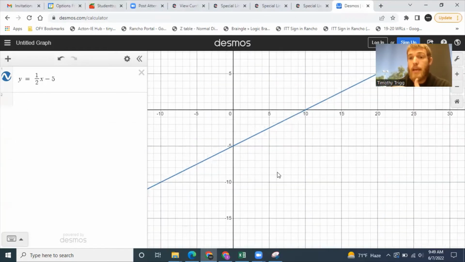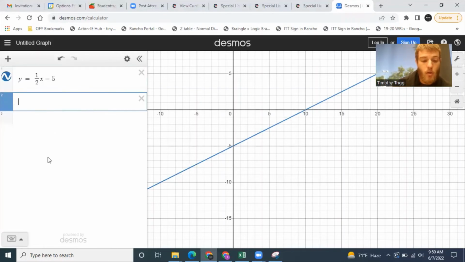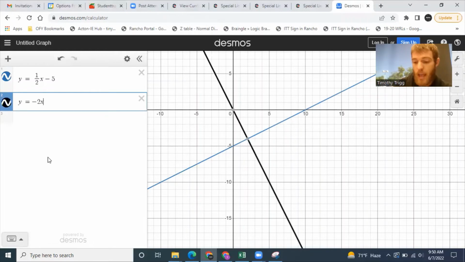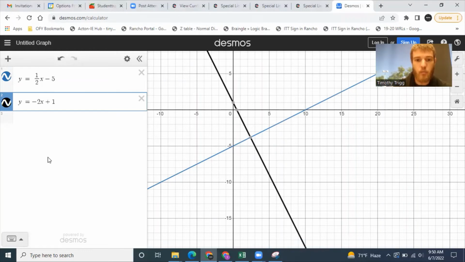Perpendicular lines cross at a 90-degree angle. What's important about perpendicular lines is that they cross at a 90-degree angle, a right angle, okay? So what would be the equation of a line that is perpendicular to this blue line? Well, I'll show you. y = -2x, and it doesn't matter the y-intercept, +1, for example.